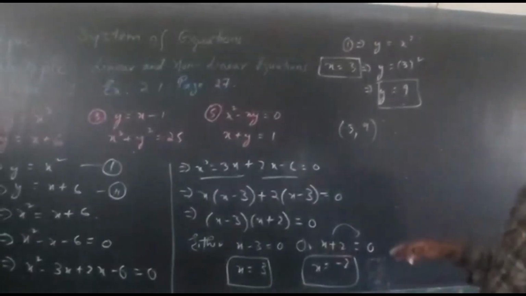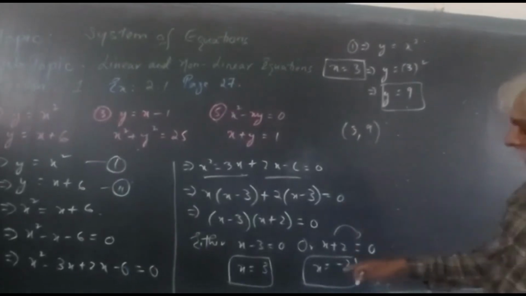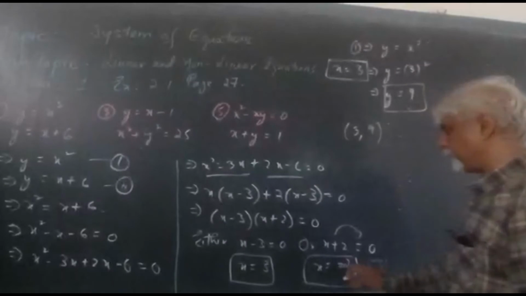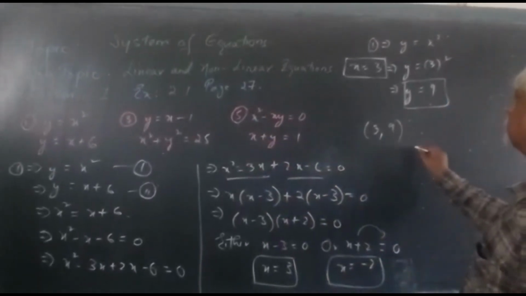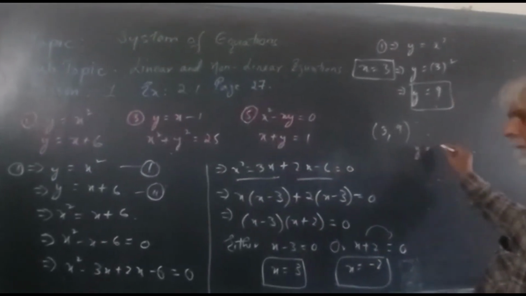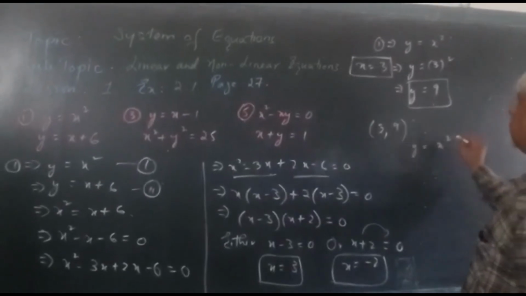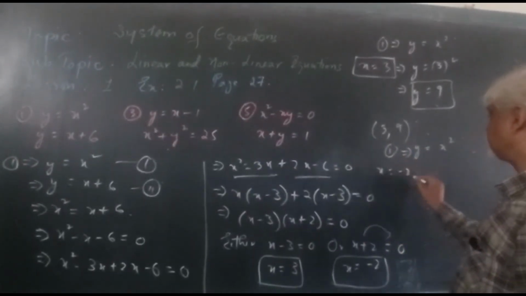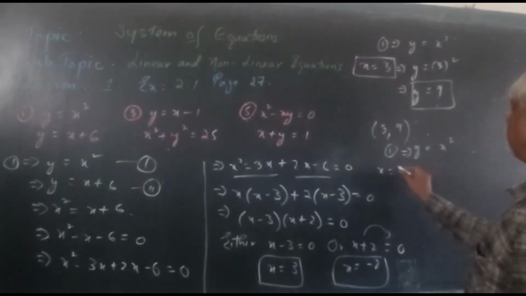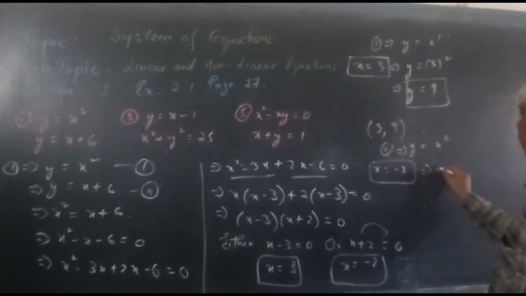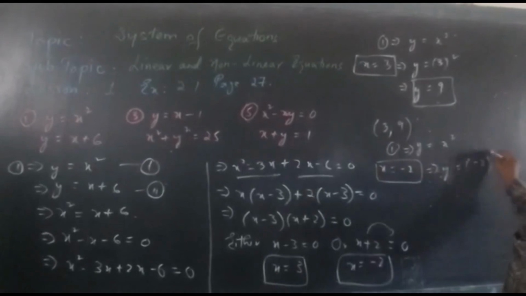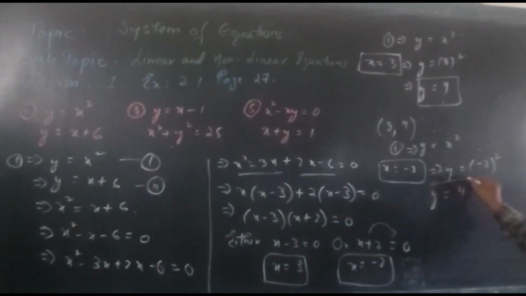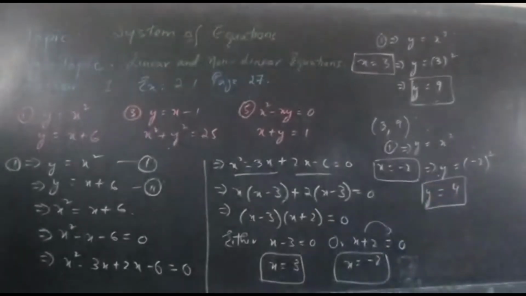Now in the same way, we will do it for x equals minus 2. You substitute either in the first or in the second. So let me put it down in the first equation. y is equal to x squared. This is the first equation. So now when you put x equals minus 2, we get y is equal to minus 2 the whole square. So y is equal to minus 2 whole square, which will be plus 4. So there you go.